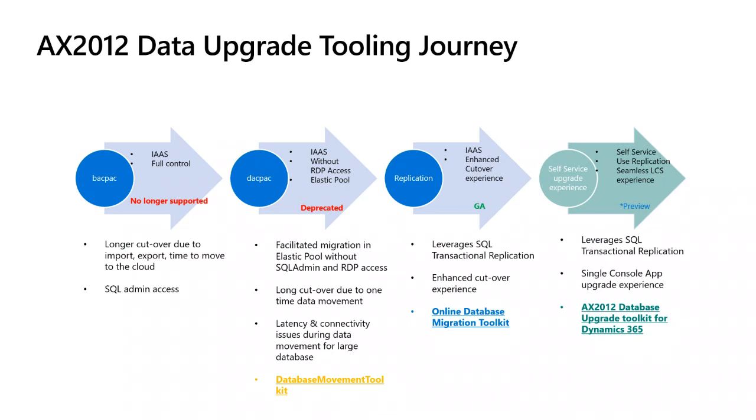There were a few challenges again with the tacpac process as it was a one-time data movement. So it didn't actually solve the long cutover downtime window problem, right? It had some latency and connectivity issues during data movement for large customers or large size of database. So basically, this toolkit actually didn't work for large customers, right? And it didn't solve the problem of longer cutover downtime. This toolkit was named the Database Movement Toolkit, and it's deprecated now. We don't recommend customers using the bacpac process for data upgrade.